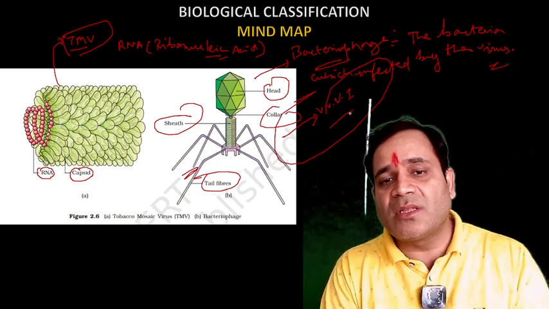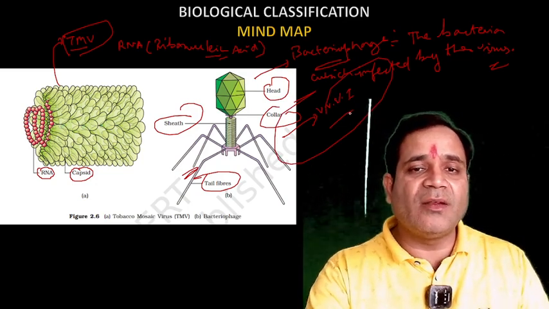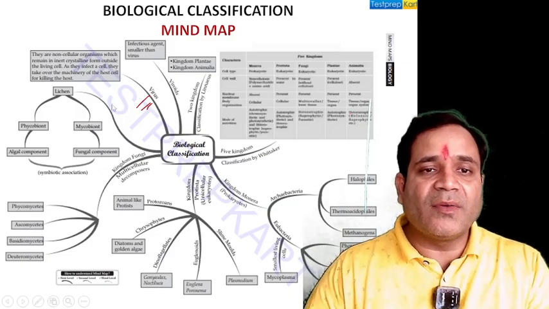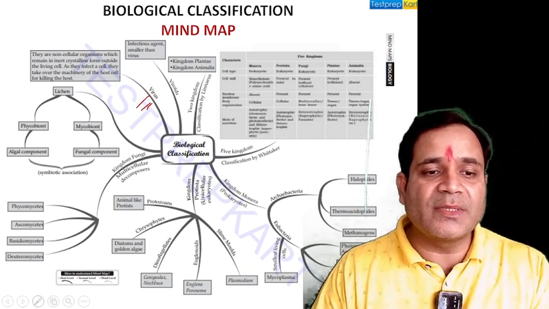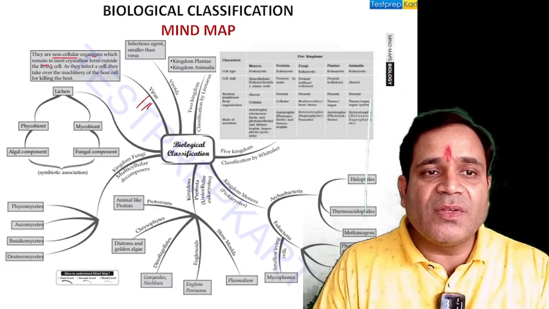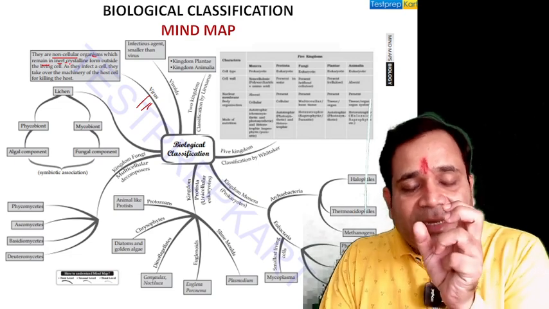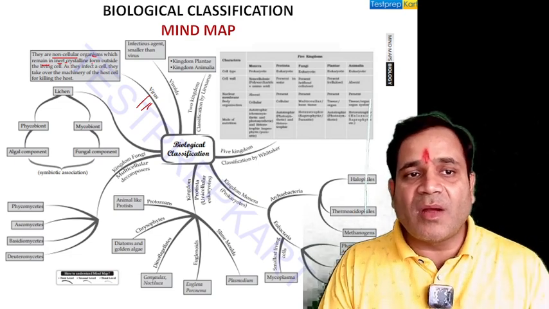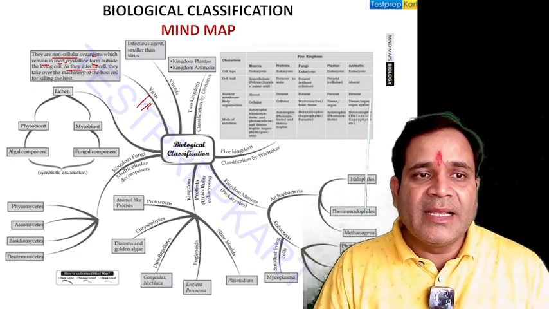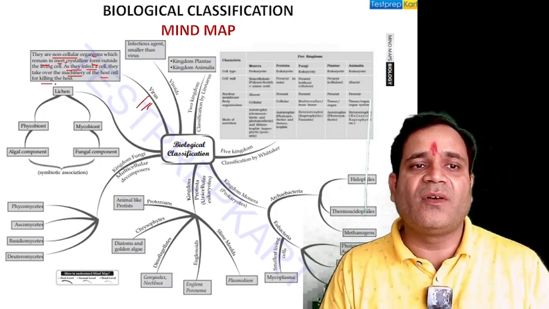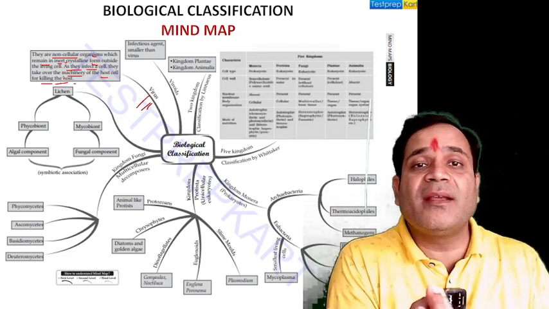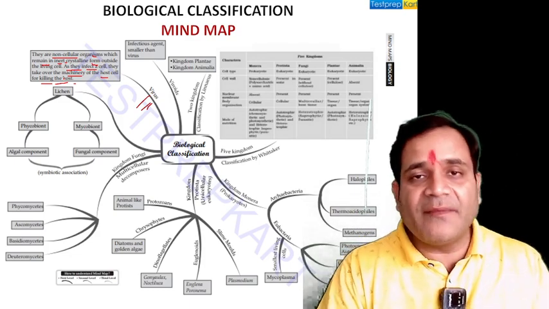So go through all these things, because all of these are given in your mind map, my dear. So what about the virus? They are non-cellular organisms. If anybody asks you what a virus is, they are non-cellular organisms which remain in inert crystalline form outside the living cell. Whenever they infect the cell, they take over the machinery of the host cell for killing the host. Once the virus goes within the body cells, it becomes living. But when the virus is outside the living body, then it is non-living.